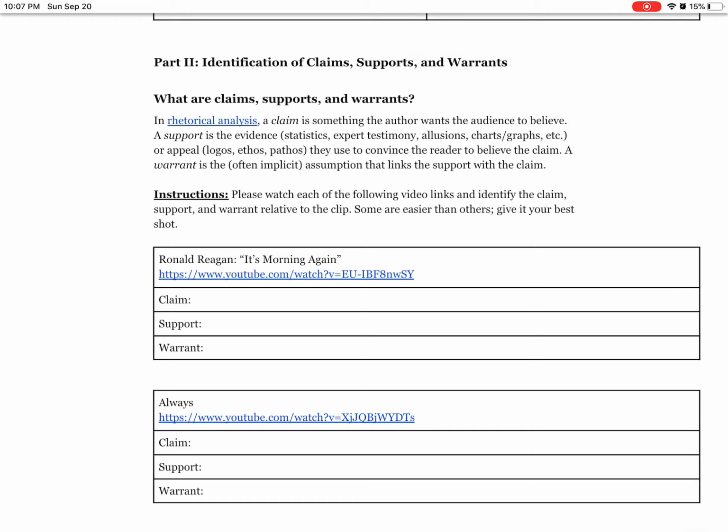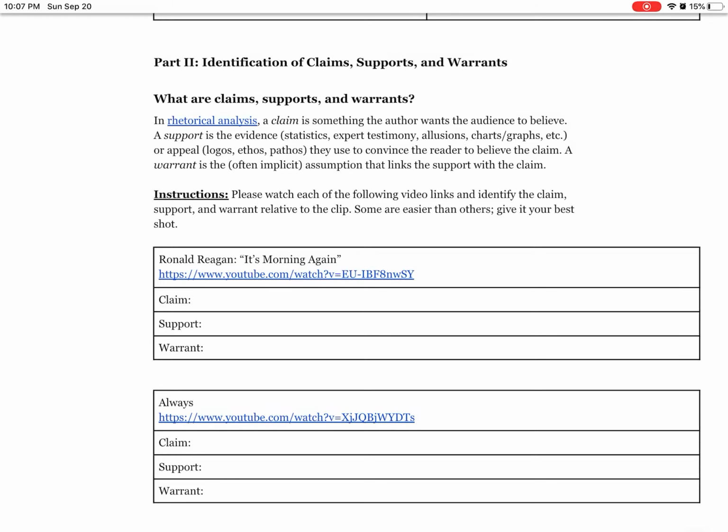It's talking about claims, supports, and warrants. A claim is something that the author wants the audience to believe. It's essentially the thesis, and I know you're used to that. It is the stance or the argument, the claim that you're making. The support is the evidence, so it's the anecdote, or it's the expert testimony, statistics, bar charts and graphs, and various references maybe to historical past. So it's the evidence used to prove that thesis or that claim.